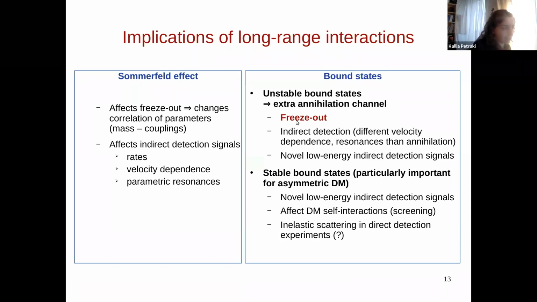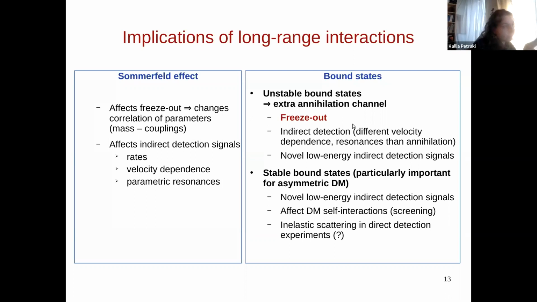This extra annihilation channel affects the dark matter freeze-out, and also indirect detection, because it can give rise to novel indirect detection signals. In fact, the formation of bound states is also always associated with dissipation of energy. The energy that is dissipated, usually radiatively, can be detectable, and this is a novel kind of indirect detection signal, besides the radiation that is emitted when the unstable bound states decay. So these are two different things. We'll only talk about the effect of bound states on freeze-out.